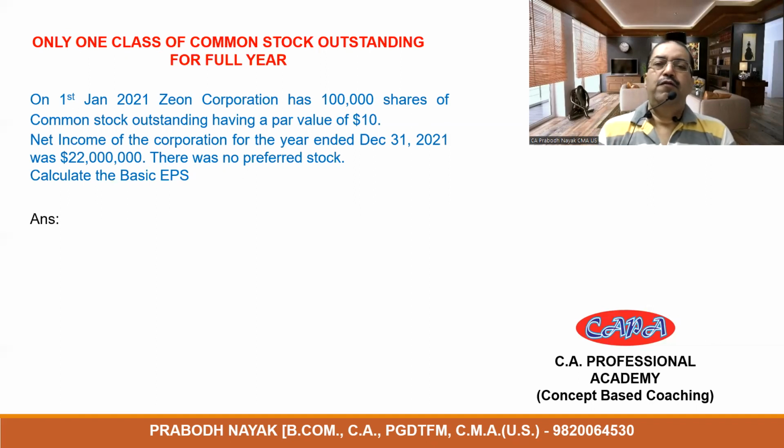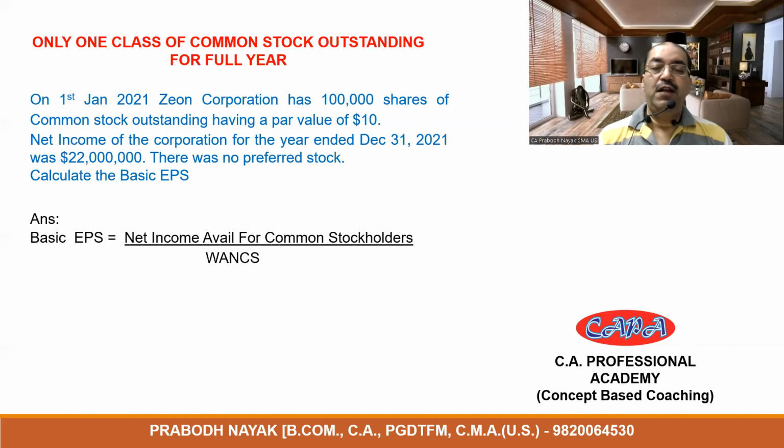So I write the formula first. Always write the formula first. The formula is net income available for common stockholders divided by weighted average net common stock shares outstanding. What is the net income? Since there is no preference dividend, it is simply $22 million. $22 million divided by the number of common stock shares.